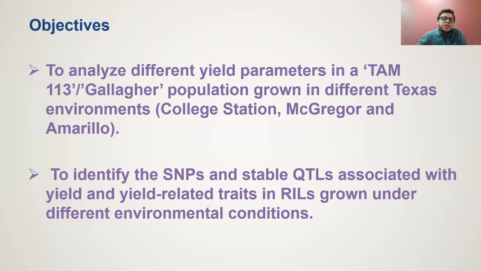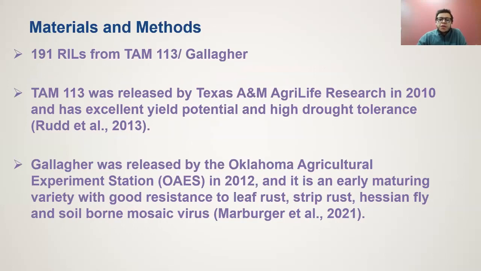Our objectives here are to analyze the different yield parameters in the TAM113 and Gallagher population in different Texas environments, and also detect the single nucleotide polymorphisms and stable QTLs associated with yield and yield-related traits in recombinant inbred lines grown under different environments. When we came to our materials and methods section, we have 191 recombinant inbred lines from TAM113 and Gallagher.